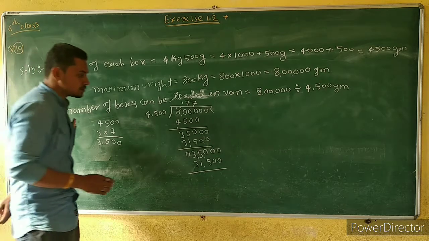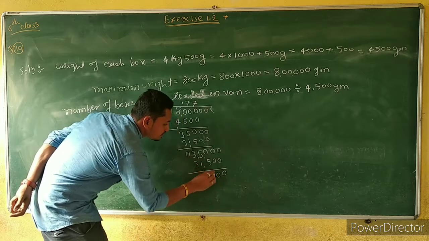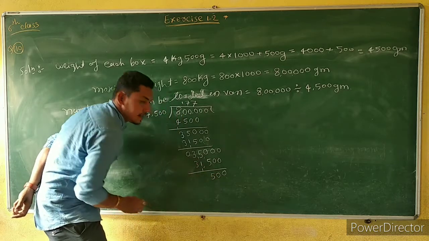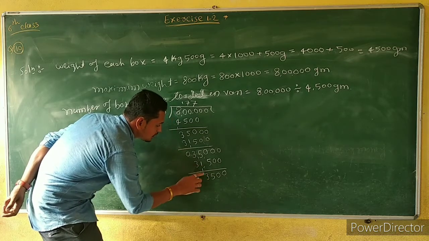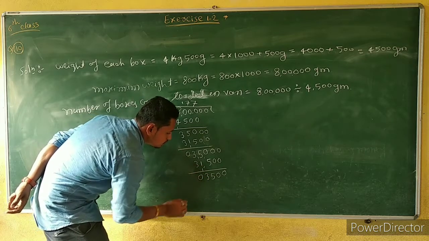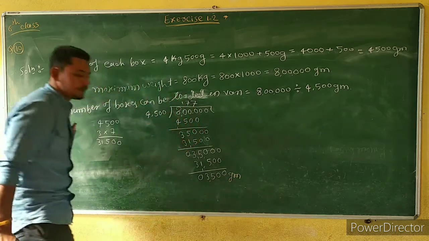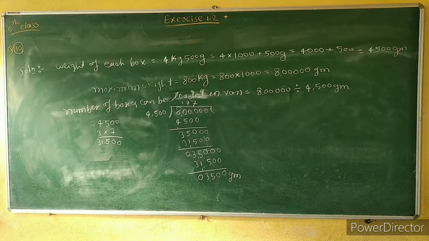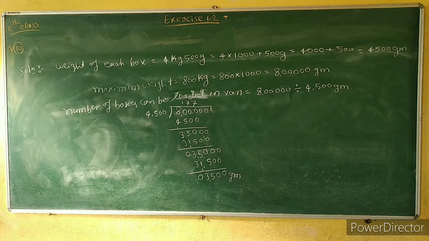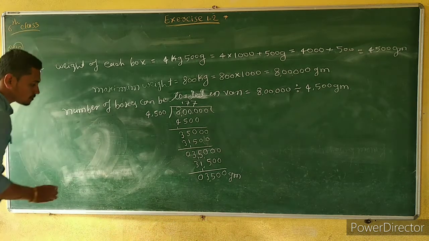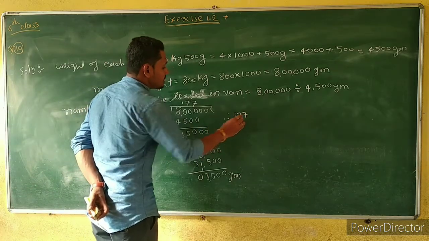31,500. Is it right? 0 minus 0, 0, then 0 minus 0, 0, and 10 minus 5, 5, 1 carry, 5 minus 2, 3. Then 3 minus 3, 0. So 3,500 gram. Is it right? So now you have to write your answer. The number of boxes, your answer is 177.